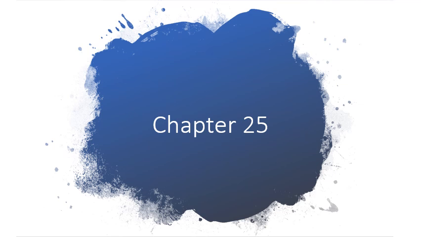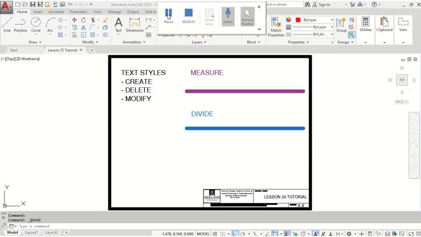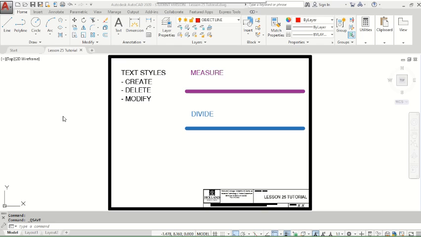This is the tutorial for Chapter 25 in your Beginning AutoCAD workbook. Our objectives for Chapter 25 are to create a new text style, change an existing style, delete a style, select a point style, divide an object into a specified number of segments, and divide an object into a specified measurement. Okay, so the first thing we'll do is let's look at the text command.